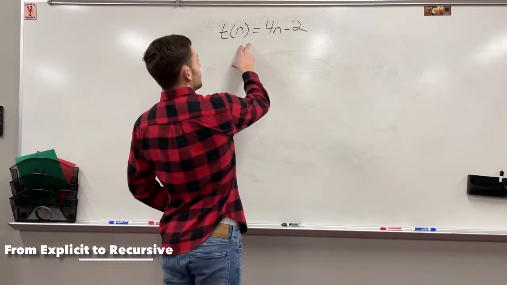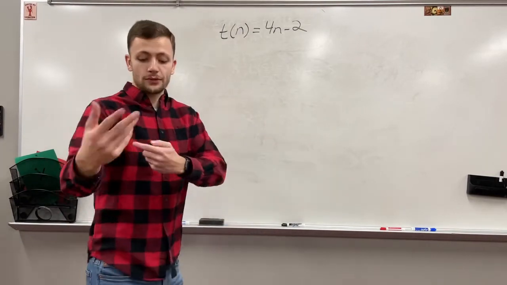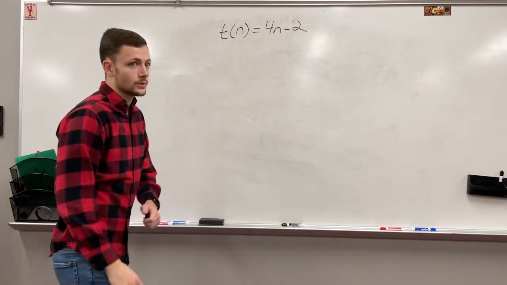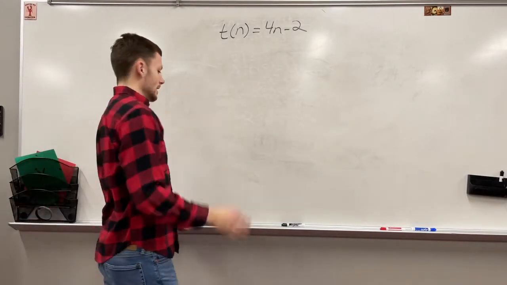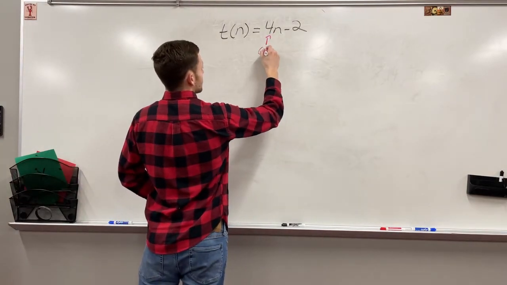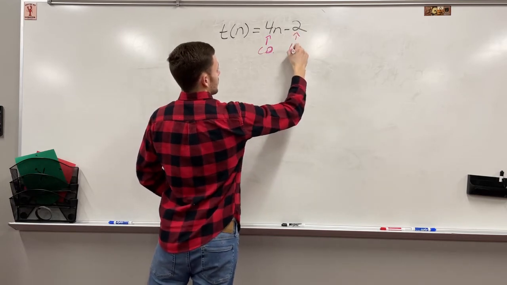So now I'm given an equation, an explicit equation rather, for my sequence. I want to find the recursive equation. And so I want to find the recursive equation for my sequence. So I've got to look. I already know in my head that, again, my sequence has my common difference and t of 0.